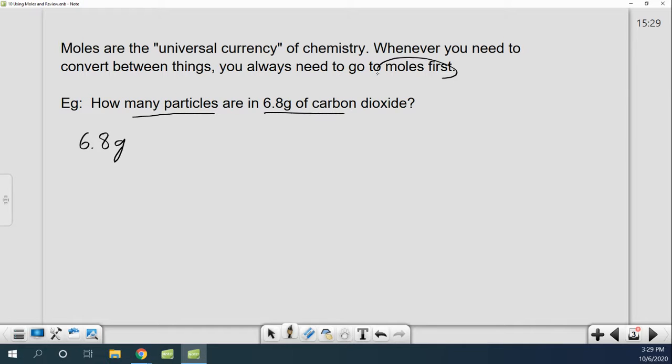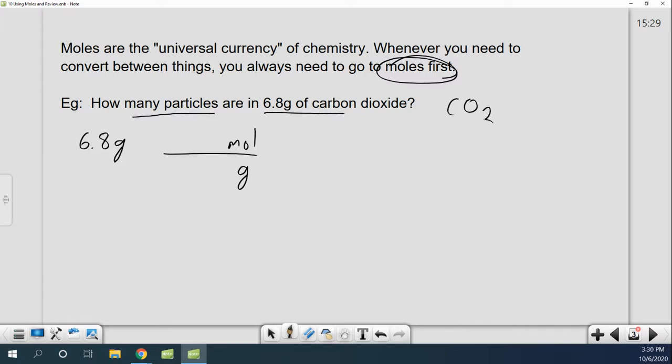Moles is always, always, always, circle this, square it, highlight it, underline it. Do not ever forget this. If you don't know what to do, turn it into moles every single time. You can always get into moles, and it's your universal currency. So I'm going to go to moles first. I need to get rid of grams and get into moles. What number relates moles and grams? Oh, that's molar mass, right?